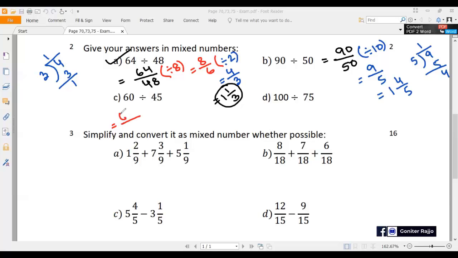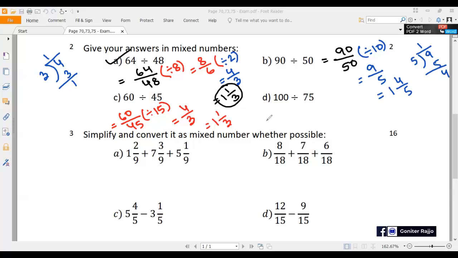Next one. 60 divided by 45. So 60 divided by 45. We can divide both numerator and denominator by 15. 15 fours are 60 and 15 threes are 45. And we have already found out 4 by 3 is equal to 1 whole 1 by 3. So 1 whole 1 by 3 will be the final answer.